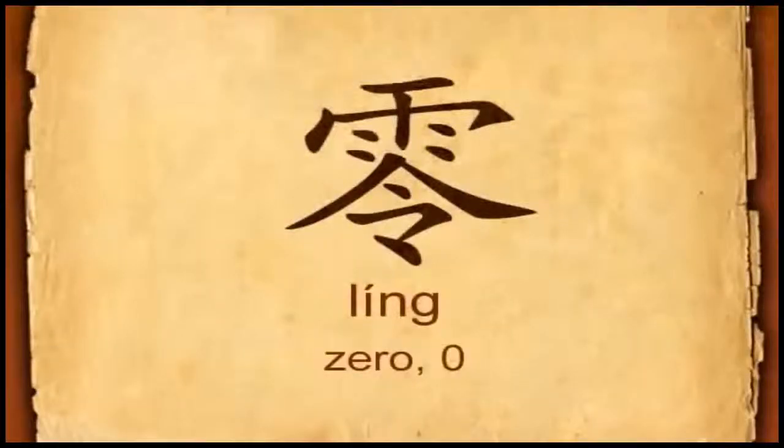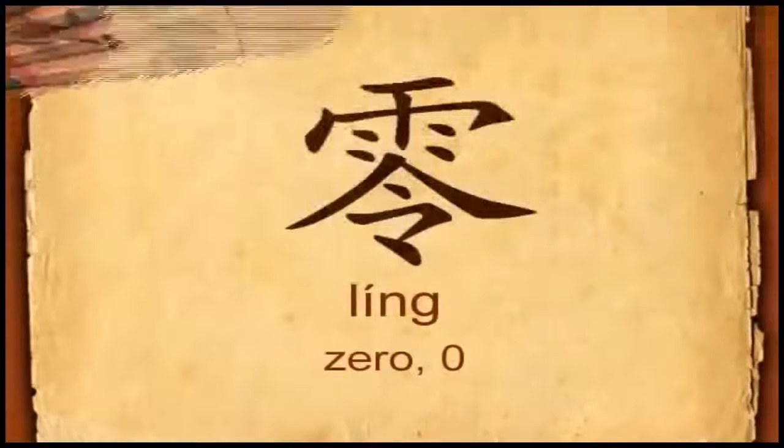In order to read the Chinese calendar, you need to know the word for 0, which is 零. 零 is said with the second tone. Listen. 零, 零. Now say it after me. 零, 零. 零. Great. 零 means what?